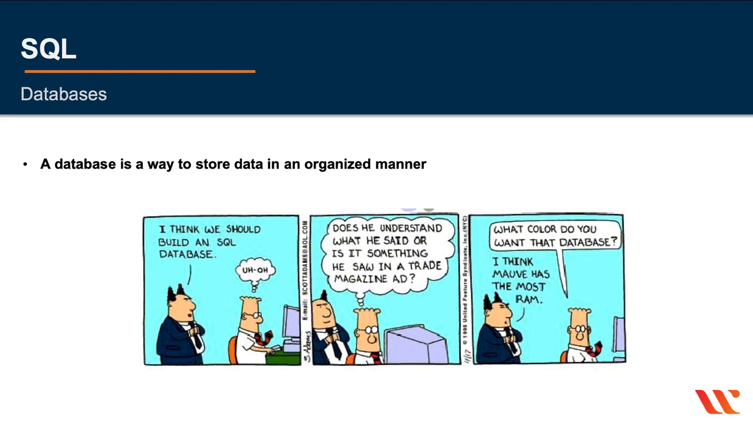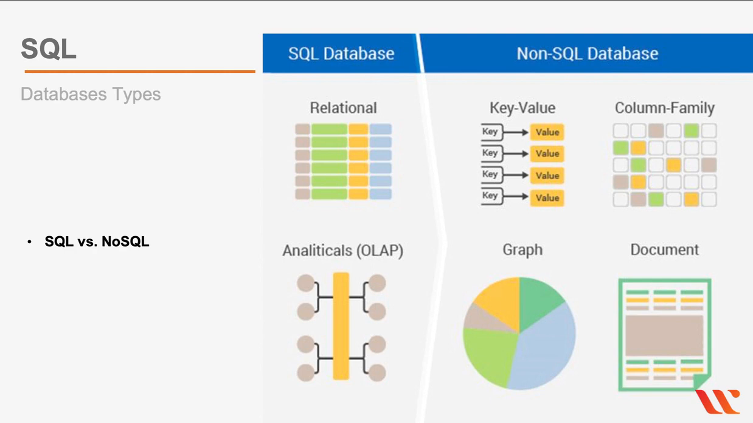A database is like a file cabinet or a chest of drawers in your bedroom where you store things. In the digital world, it's where you store data. There are different types of databases. For our context, we will focus on SQL and NoSQL. The SQL databases typically store relational data in different tables, and they're used for transactions and analytics and so on.